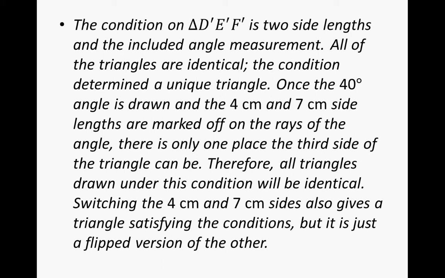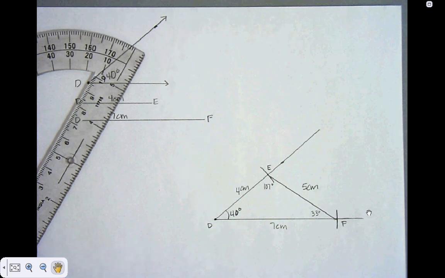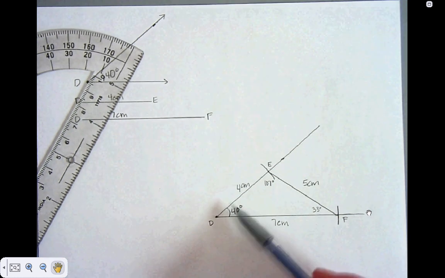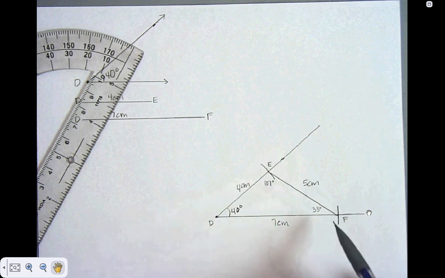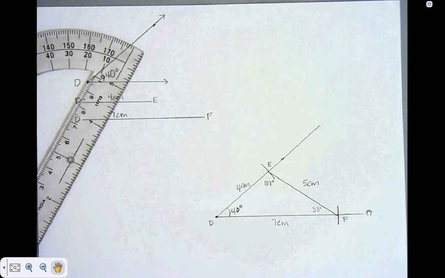Once the 40 degree angle is drawn and the 4 centimeter and 7 centimeter side lengths are marked off on the rays of the angle, there is only one place the third side of the triangle can be. Therefore, all triangles drawn under this condition will be identical. Switching the 4 centimeter and 7 centimeter sides also gives us a triangle satisfying the conditions, but it's just a flipped version of the other. So going back to this triangle here, if we made this side length 7 and this side length 4, we would still have about 5 centimeters in between. It's just the orientation of this triangle would be different.